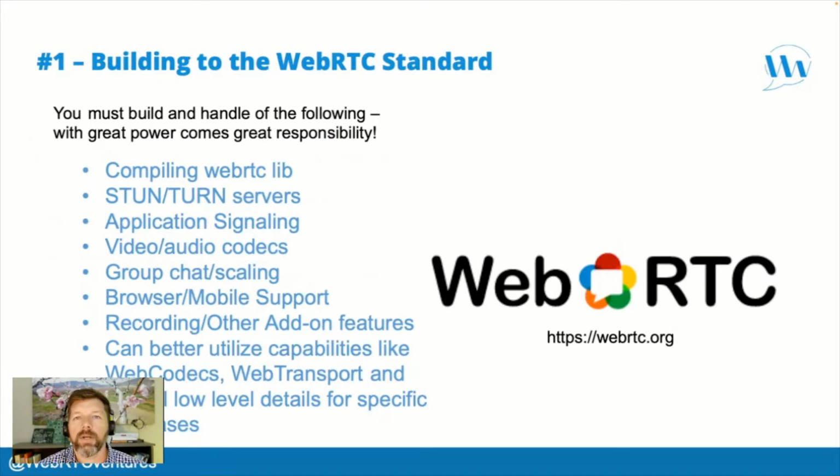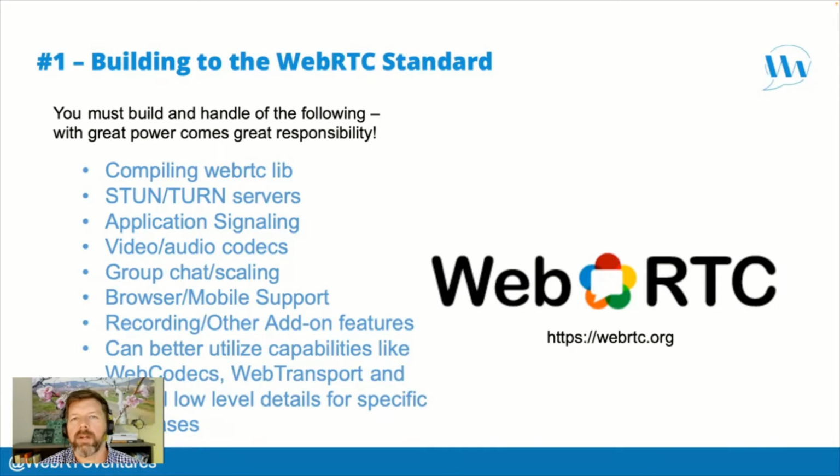The first option is to build directly to the WebRTC standard, to build your own stack, essentially. Gives you a lot of power, but also requires a lot of responsibility and a lot of work. You're going to have to compile a WebRTC lib, which is no simple task in itself, as well as handle STUN and TURN servers so that you can make connections over various network connection scenarios and get across firewalls and things like that, as well as the application signaling that you need to do yourself.